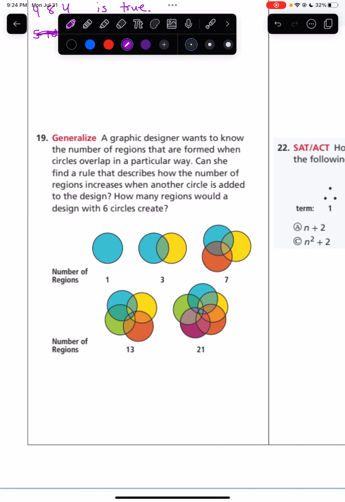All right. Here's an interesting problem. A graphic designer wants to know the number of regions that are formed when circles overlap in a particular way.